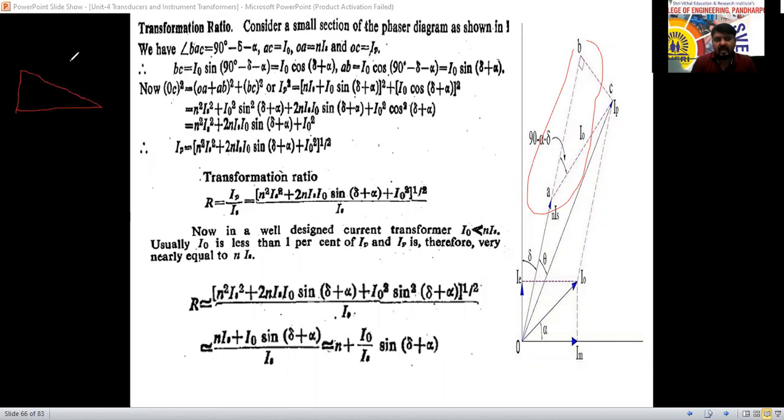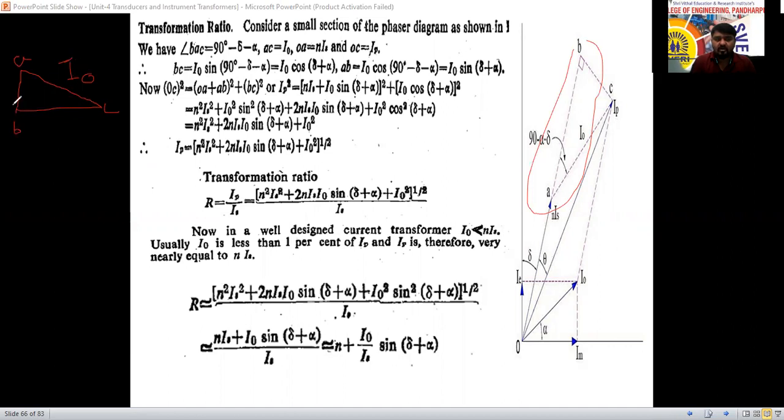This one is I naught, where I naught is in between A and C here. This is A, this is C, and this is B we are going to consider here.